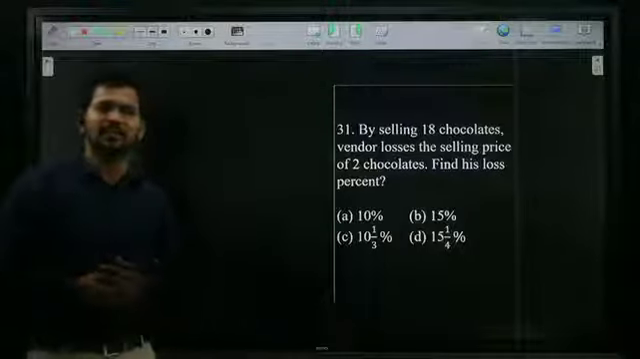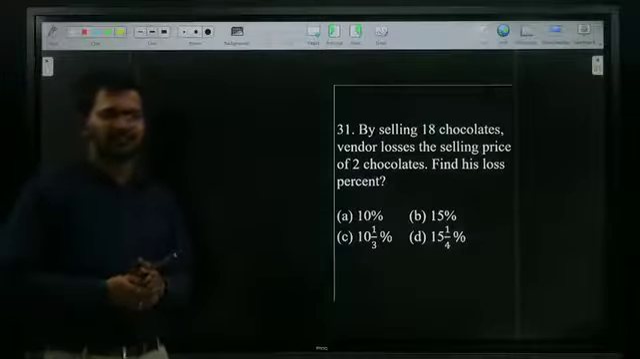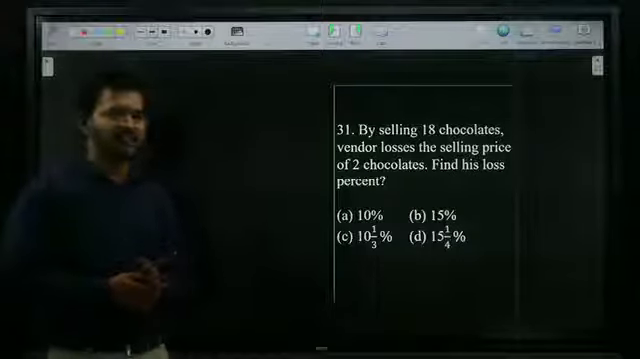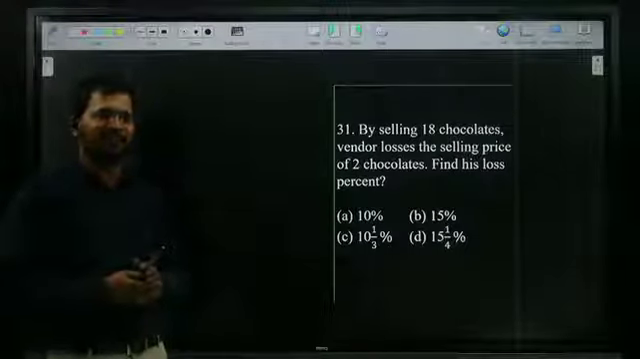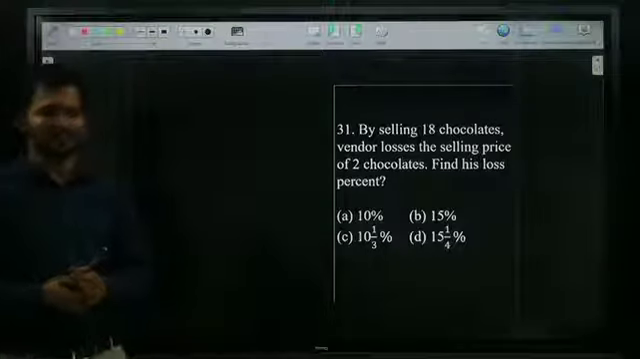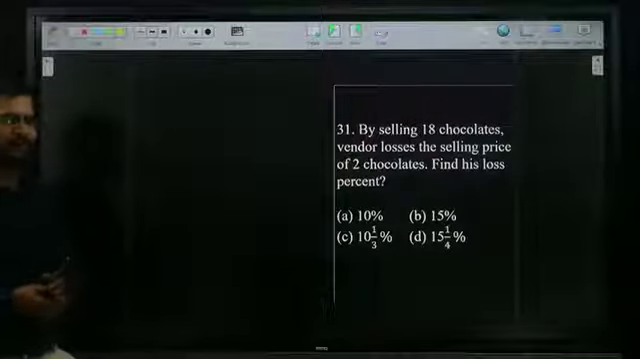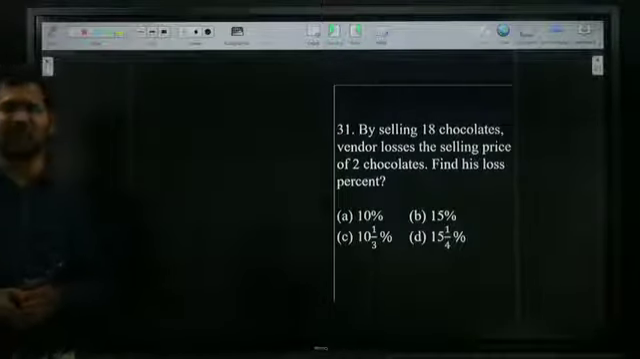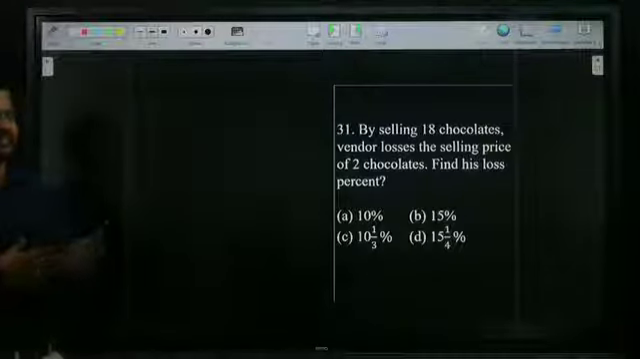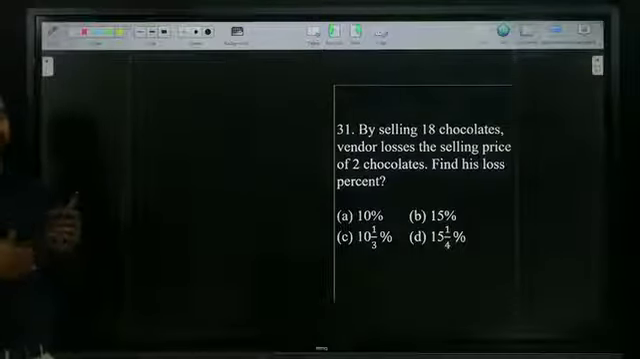I already gave the same type of question in the previous class: by selling 7 bananas, the shop owner gets 1 banana's selling price as profit. Just try to solve it yourselves. What is the answer for the 31st question? I am waiting for the answer.